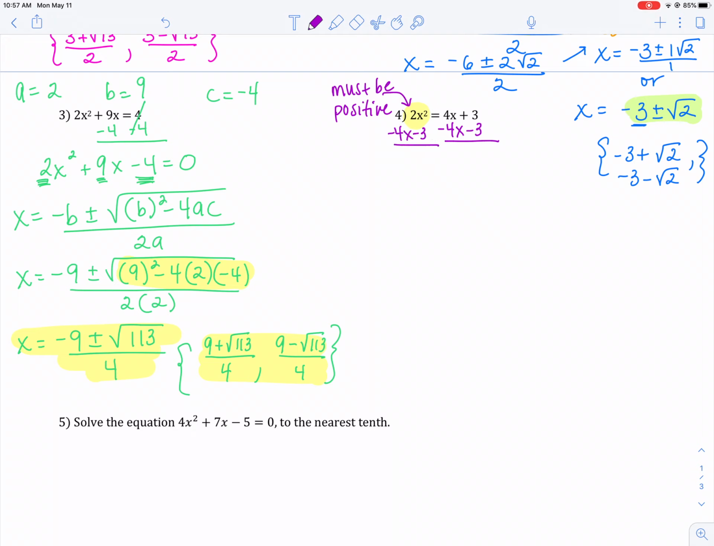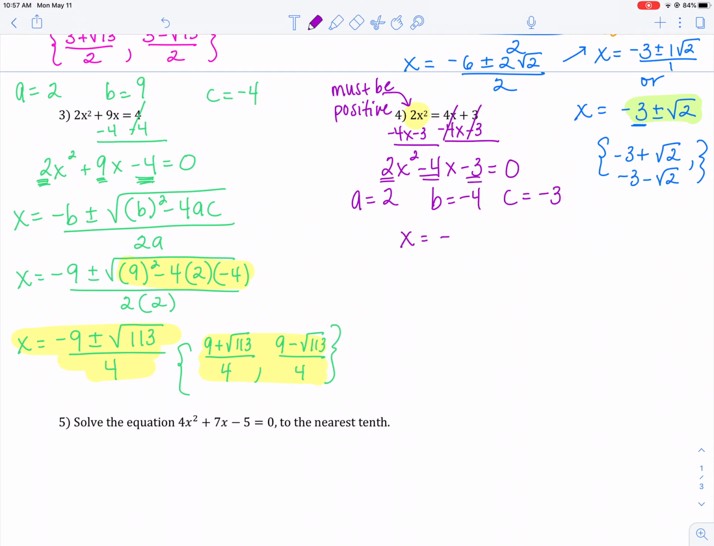Don't move the 2x squared to the other side. It's just a little bit confusing when your a value is negative. So keep your a value, which here is 2x squared, positive, and then keep your minus 4x minus 3, and that would equal 0, because those are going to zero out. So now once you have that, you could tell me your a value, your b value, your c value. A is 2, b is negative 4, c is negative 3.